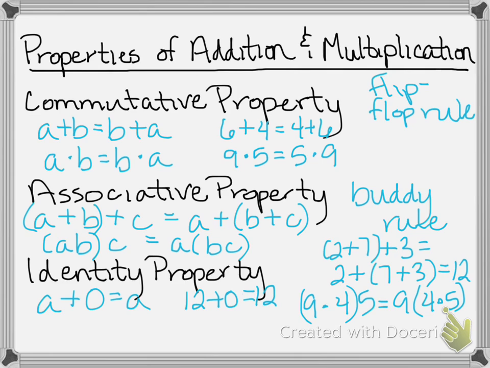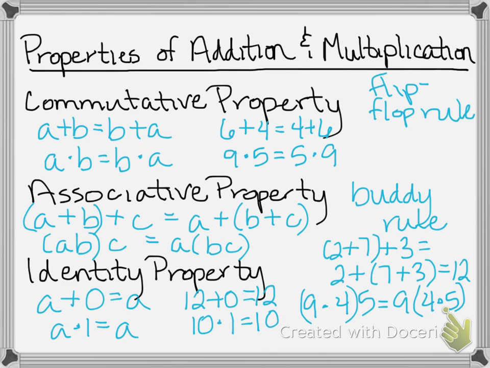In multiplication, the multiplicative identity is 1 because any number times 1 gives you the same original number. So this would be like saying A times 1 equals A. So 10 times 1 equals 10. So you have the commutative property, the flip-flop rule, the associative property, which is the buddy rule, and then the identity property, which is how we're going to end up with our same original number.